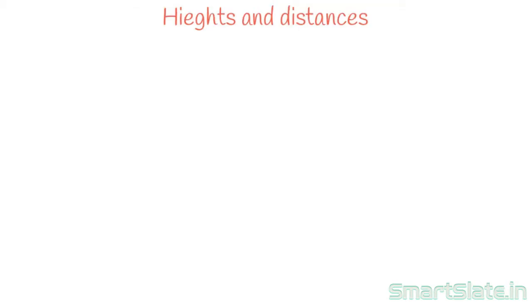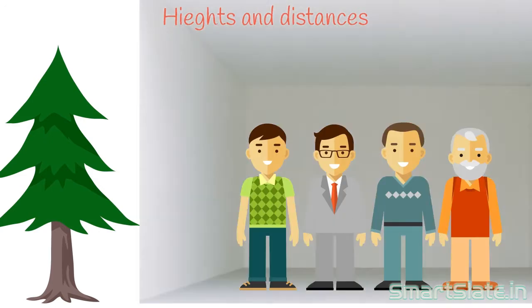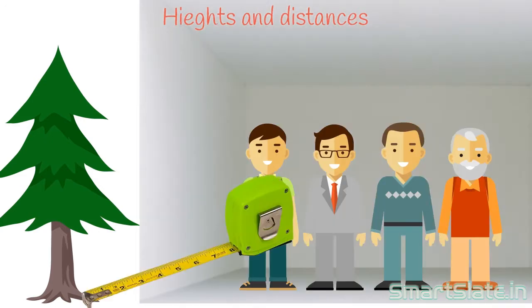You must be familiar with measurements of plants, persons, walls or any other objects with measuring tape. This kind of measurement, where an object is measured with a measuring instrument, is called direct measurement. This is not possible all the time.